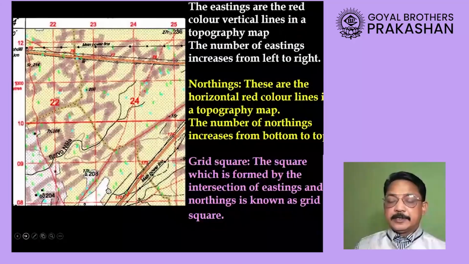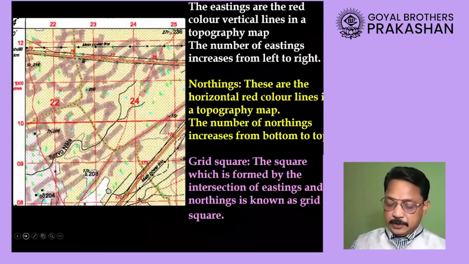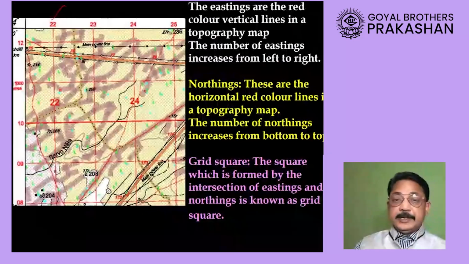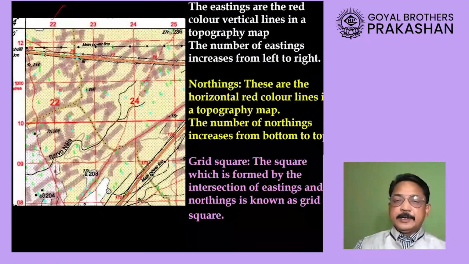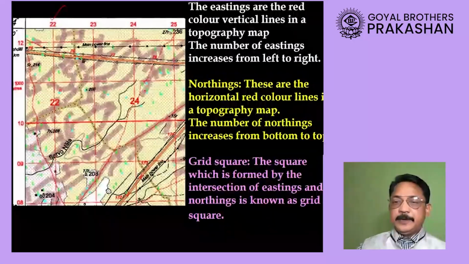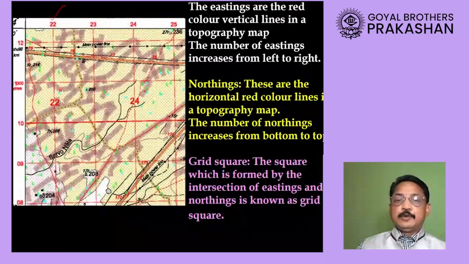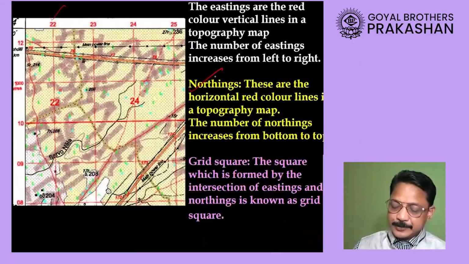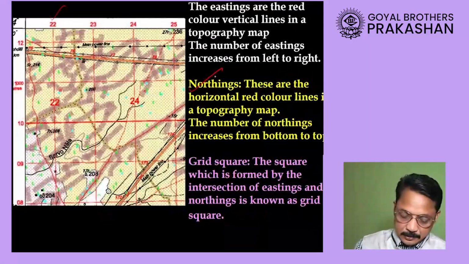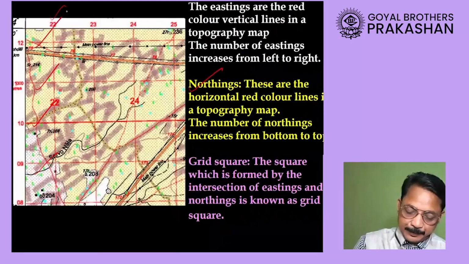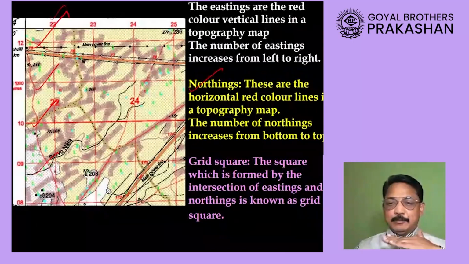Now please remember, sometimes we have to study the definitions. If the question is asked, what are the eastings? We have seen these eastings are red color lines. They are vertically present. So the definition of the eastings will be: these are the red color vertical lines drawn on a topography map, and their numbers increase from left to right. Similarly, what are northings? Northings are the horizontal lines drawn on a topography map whose numbers increase from bottom to top.